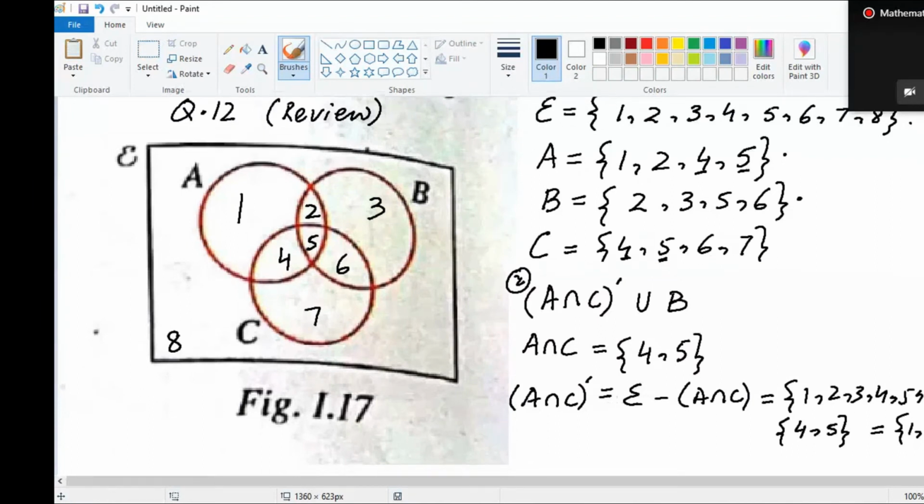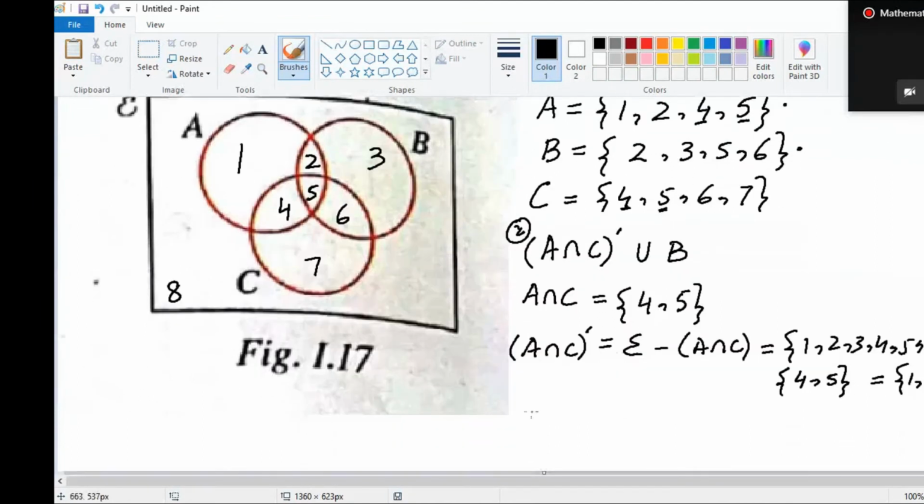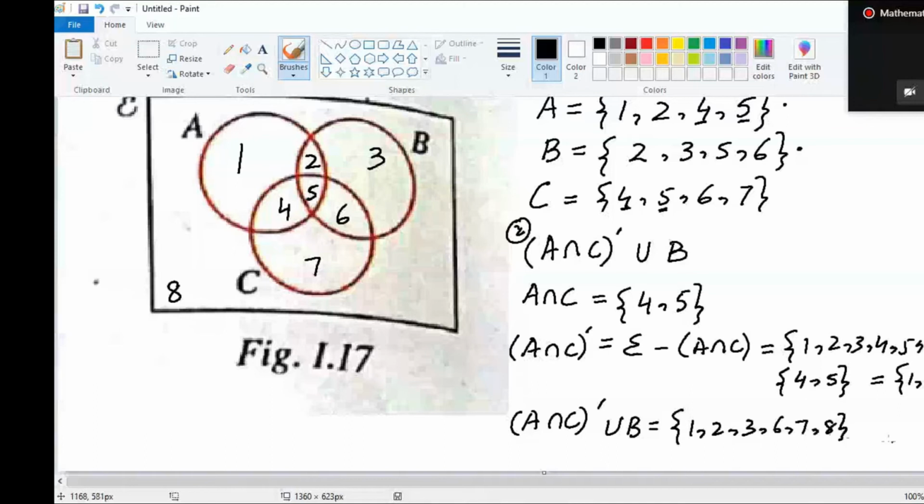And then I am going to find out A intersection C whole complement with a union of B. It means I am going to write 1, 2, 3, 6, 7, 8, and I'm going to unite it with B, which is 2, 3, 5, 6.